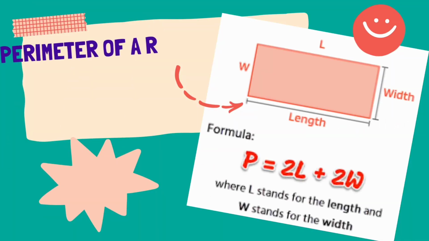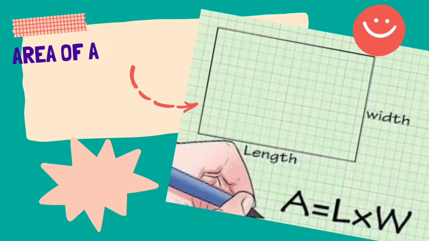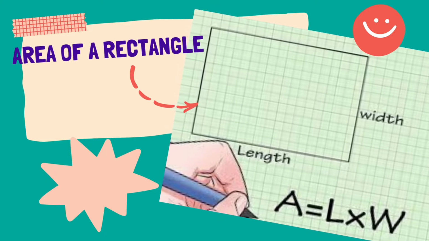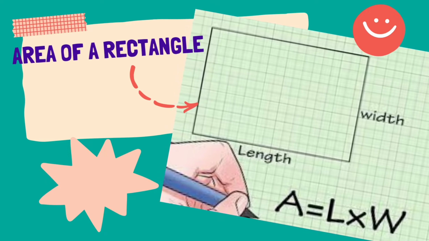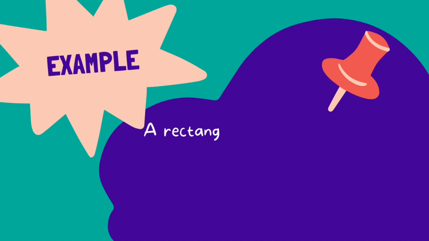The first one I'll be teaching you is how to find the perimeter and the area of a rectangle. The perimeter of a rectangle is 2 brackets L plus W, or you may as well say 2L plus 2W. While the area of a rectangle is the length times the width, or the length times the breadth. Let's take a first example.